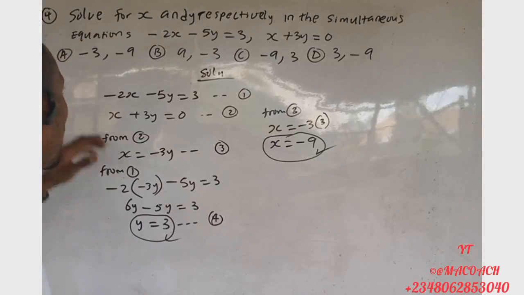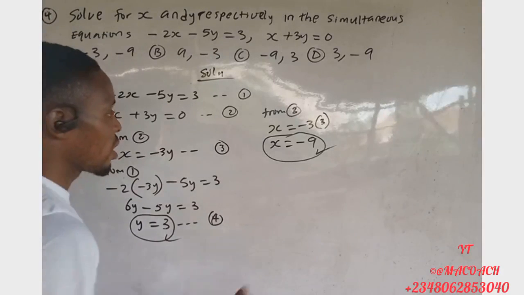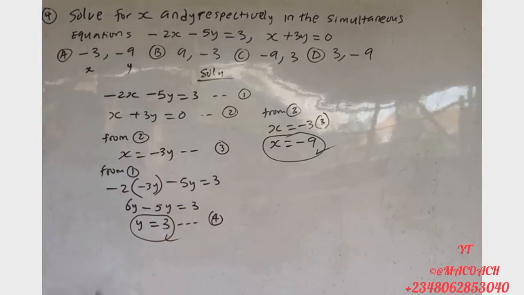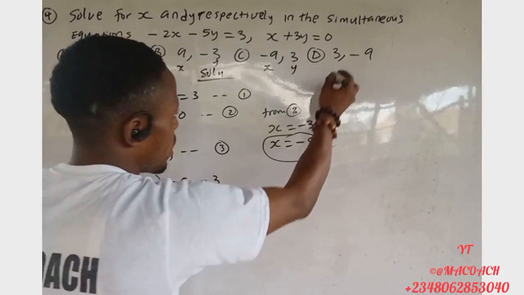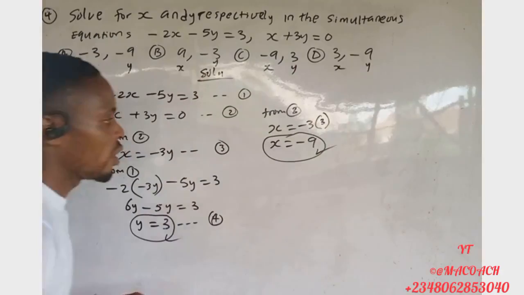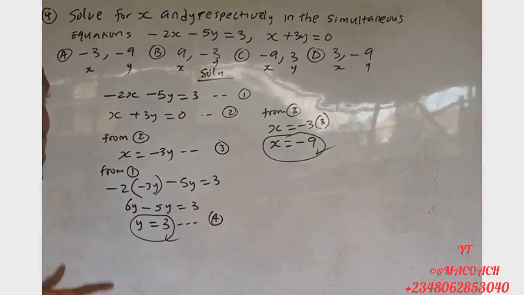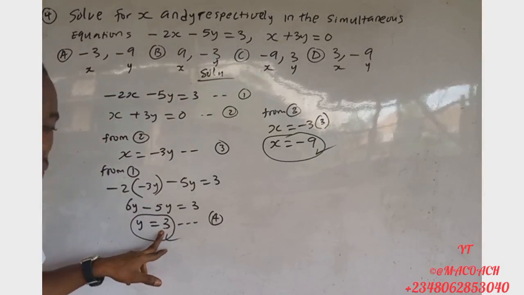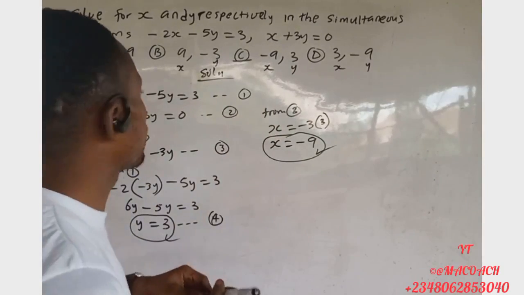Now from the options we have here, how do we get it? The first letter here represents s, the second one represents y. The same thing here, s is also the first and y the second. So now let's compare. Our s is equal to minus 9. Can you see s as minus 9 here? We have y is equal to 3. So it means that option c is the answer for this question.